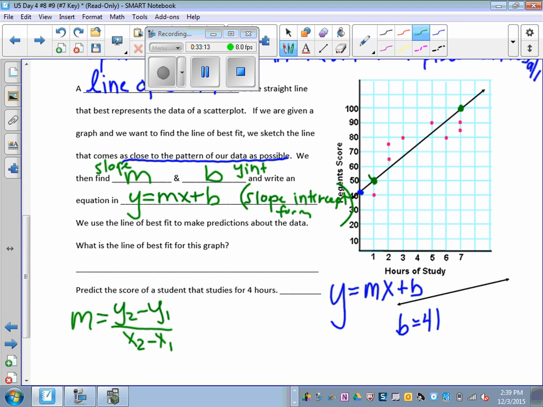How much do I go up? 5, right? 5 blocks. But look at our y-axis. Each of these is worth 10, right? So I went up 10, 20, 30, 40, 50. So I actually went up 50. And then we go over 1, 2, 3, 4, 5, 6.